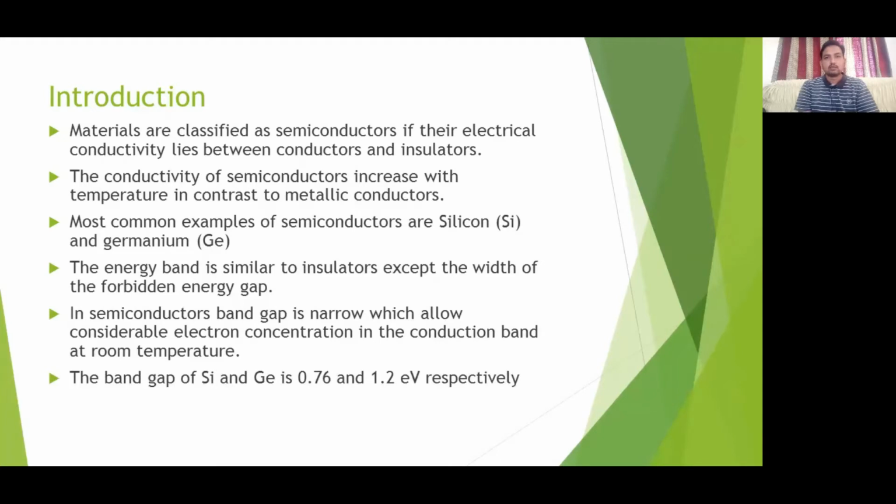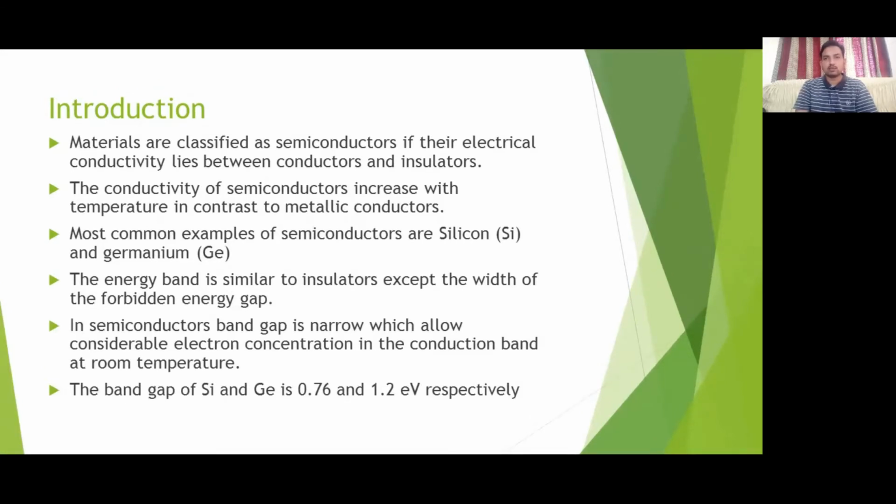The energy band of the semiconductor is very similar to that of an insulator. However, the only difference is the width of the energy band. The width is very large in an insulator, whereas semiconductors have a narrow forbidden energy gap. So in a semiconductor, the band gap is narrow, which allows considerable electron concentration in the conduction band at room temperature. Due to the narrow band gap, at room temperature many electrons achieve sufficient energy to jump from the valence band to the conduction band.